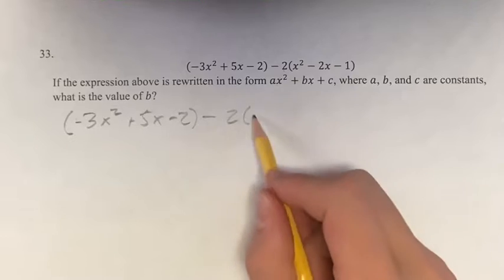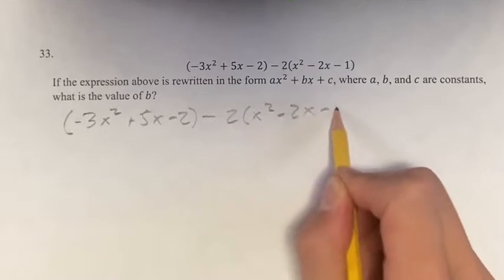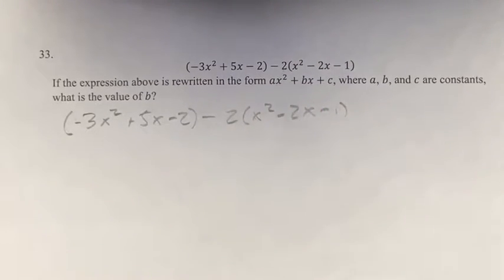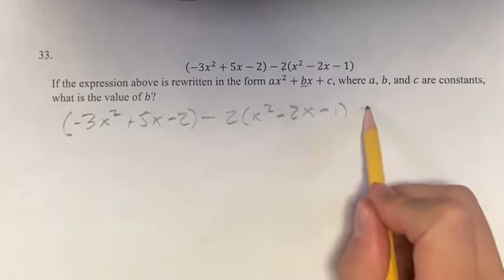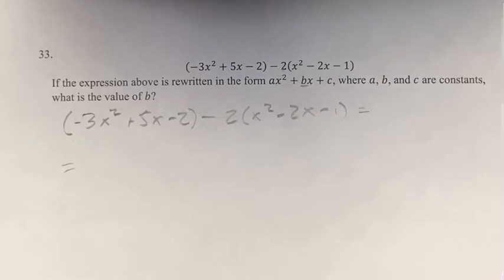And then we want to see if we have it in the form ax squared plus bx plus c, where a, b, and c are representing the constants. What is the value of b? So b is the coefficient of the x term. So that's what we're going to be looking for at the end, the coefficient of the x term.